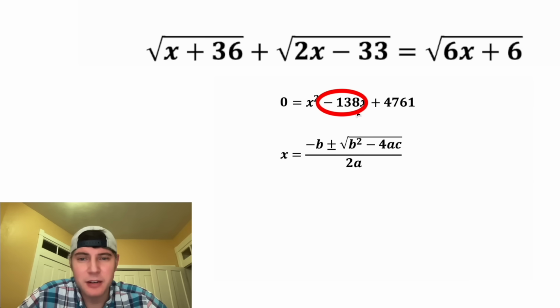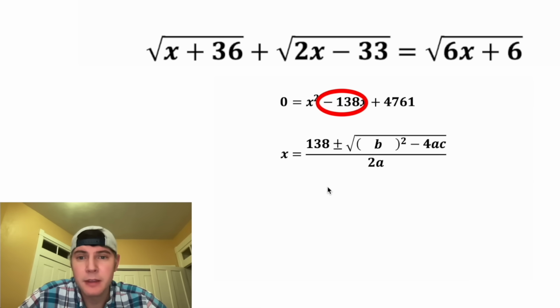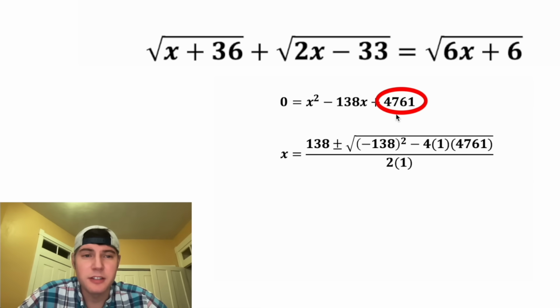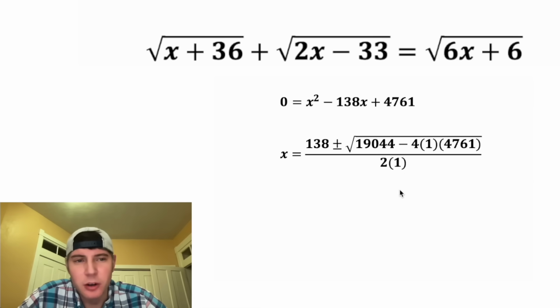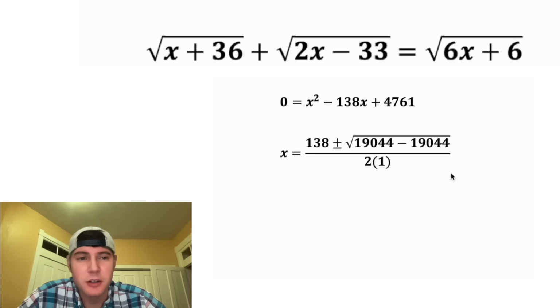B is equal to negative 138, so in the place of negative b, we're going to put in positive 138. And in the place of this b, we're going to plug in negative 138. The a here is equal to 1, so we'll plug in 1 for both of these a's. And the c is equal to 4,761. Negative 138 squared is equal to 19044. And 4 times 1 times 4761 is also 19044. And on bottom, 2 times 1 is equal to 2.